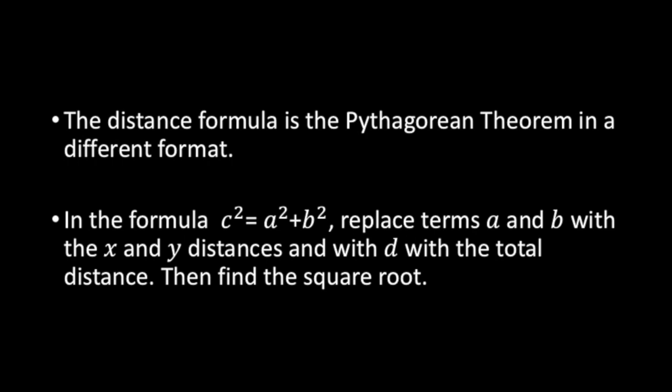The distance formula is the Pythagorean theorem in a different format. Replace a and b with x2 minus x1 and y2 minus y1. And then the number you get for c is the distance between the points.